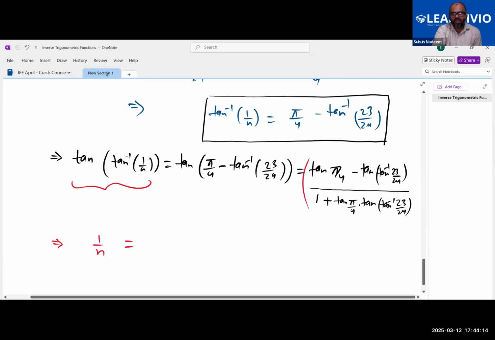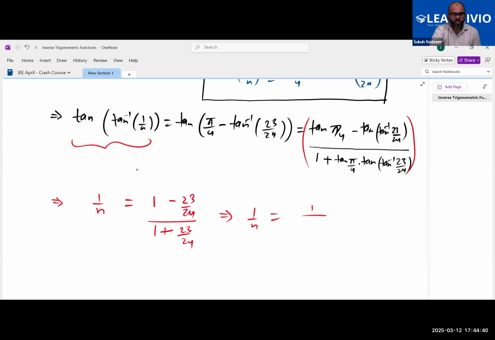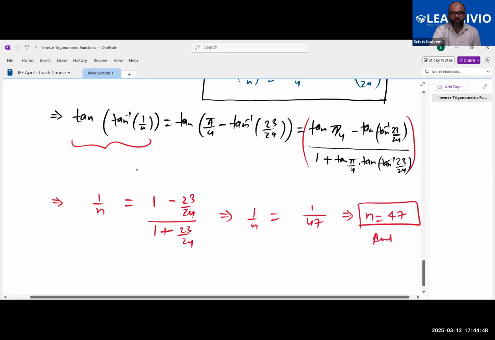And in this one, tan pi by 4 is 1, and tan of tan inverse 23 by 24, the tan and tan inverse will cancel, and this will be 23 by 24. In the denominator we get 1 plus, and tan pi by 4 is also 1 here, so this is 23 by 24. So we get 1 by n is equal to, we take the LCM, so it will become 1 by 24 in the numerator and here it will become 47 by 24. So n is coming out to be 47. This will be our answer.